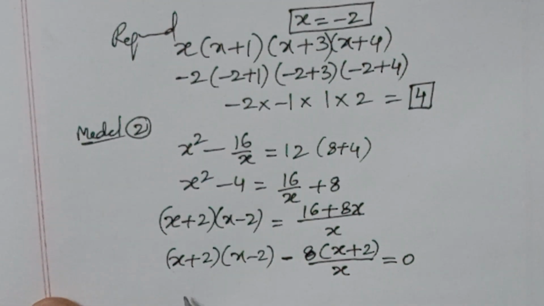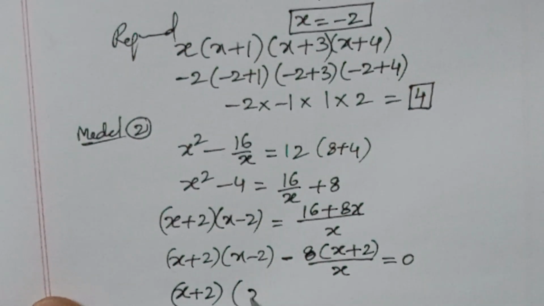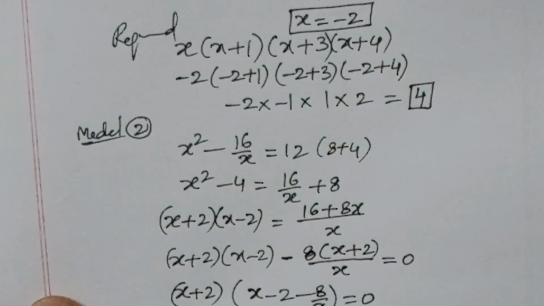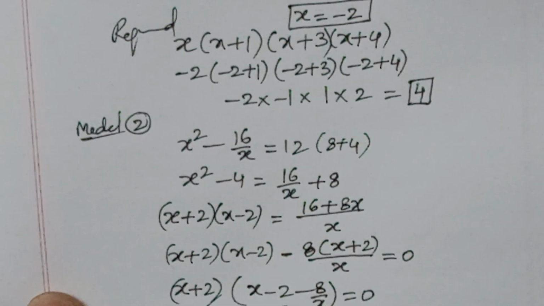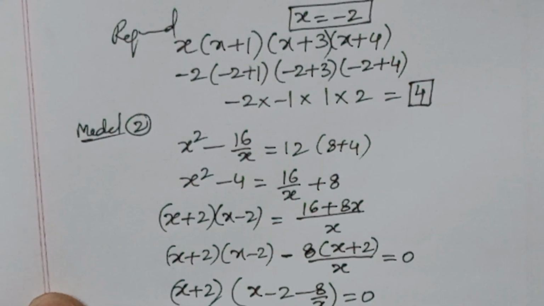So here you can take x plus 2 common. X plus 2 into x minus 2 minus 8 by x equal to 0. So here it is not possible. So here x plus 2 equal to 0, x equal to minus 2.